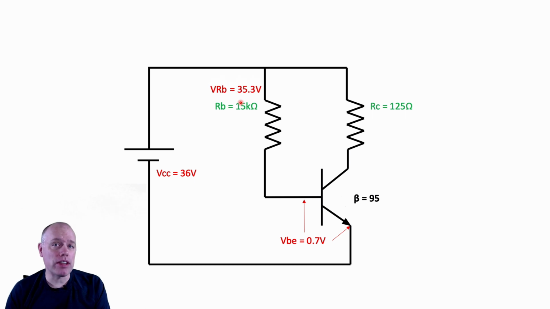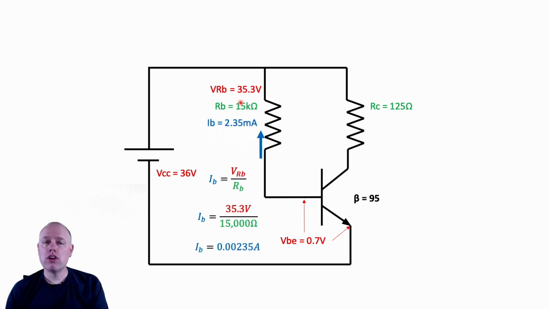Now we've got enough information using Ohm's law to figure out what our IB is. We're just going to take the VRB divided by RB to get our IB. So we do that, and it calculates out to being 2.35 milliamps. Yes, it's small, but it is significant.